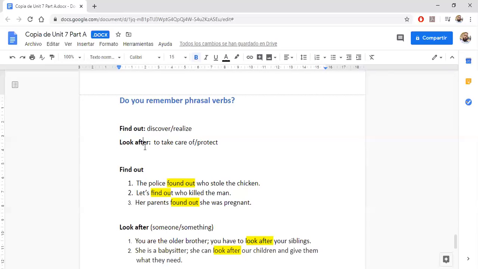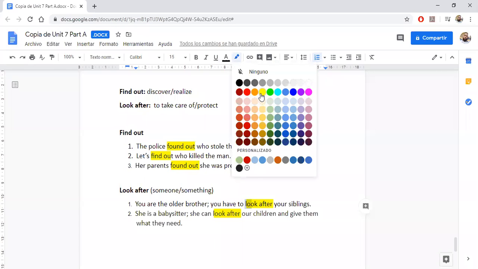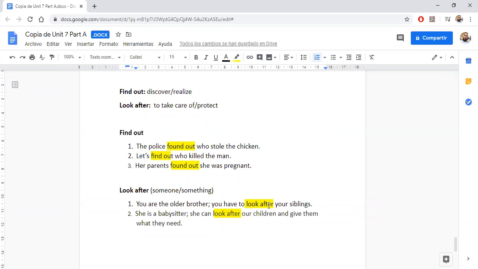Look after. Look after means to take care of or protect someone. You are the older brother. You have to look after your siblings, okay? You have to take care to protect them because you are the older brother. She is a babysitter. She can look after our children and give them what they need. A babysitter's job is to look after children.